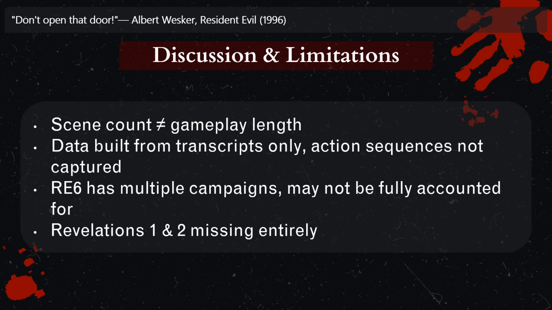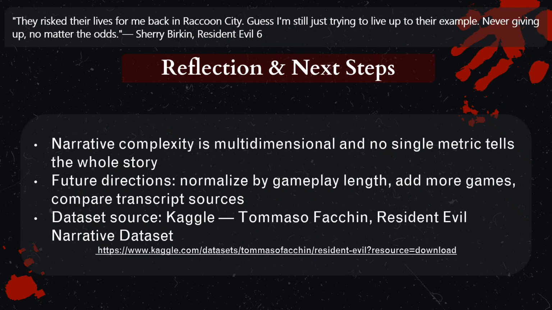So, a few important limitations to flag. The data is built from transcripts only, so action sequences probably aren't captured, which is why games like Resident Evil 6 appear much lower than you'd expect. Resident Evil 6 has 3 separate campaigns that may not be fully accounted for in the source data, and 2 games are missing entirely from Revelations and Revelations 2. So these results reflect narrative density in transcripts, not overall game complexity. And that distinction really matters for interpreting the findings.